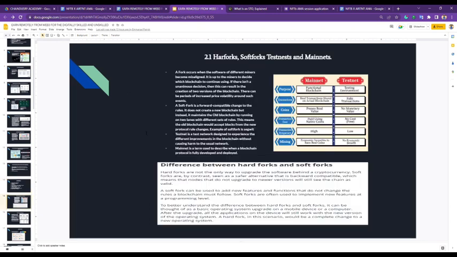Beginning from lecture 2.1, the first topic here. A hard fork occurs when the software of different miners becomes misaligned, and it is up to the miners to decide which blockchain they can continue using. If there isn't a unanimous decision, then this can result in the creation of two versions of the blockchain.